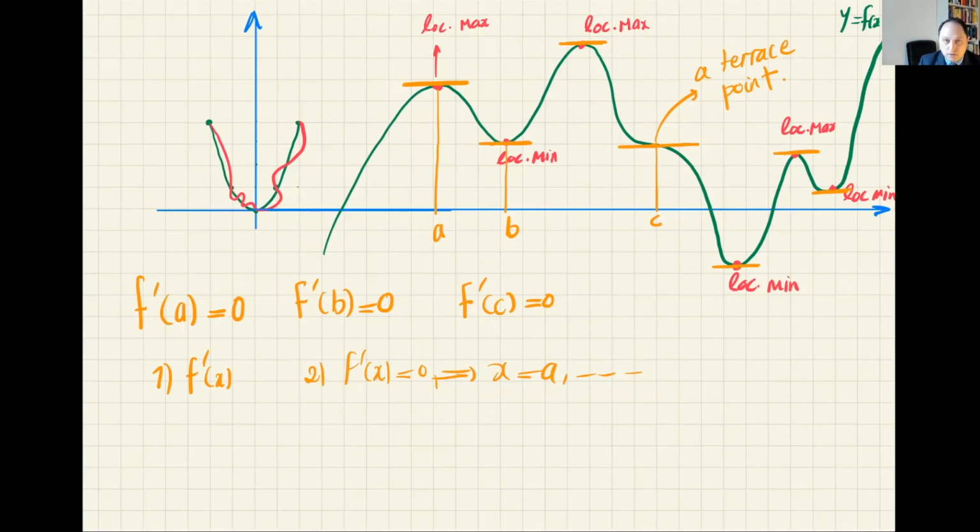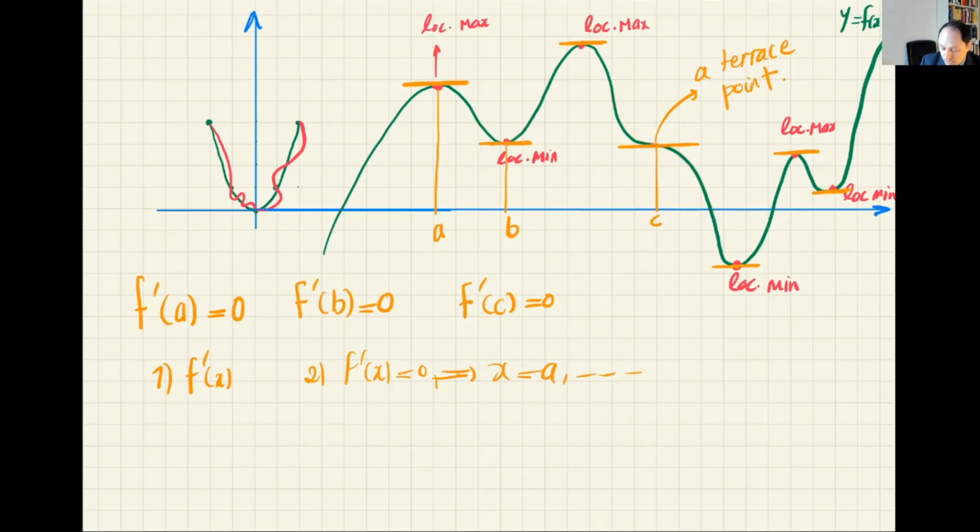If you look at the maximum point, you see that the function is going up. When it reaches the maximum, it immediately turns down. It increases, and then suddenly after that, it decreases. In the minimum case, it is the other way around. The function is first decreasing, and immediately after that, it starts increasing. But in a terrace point, the function is going down, and after that it is still going down. So decreasing and decreasing.